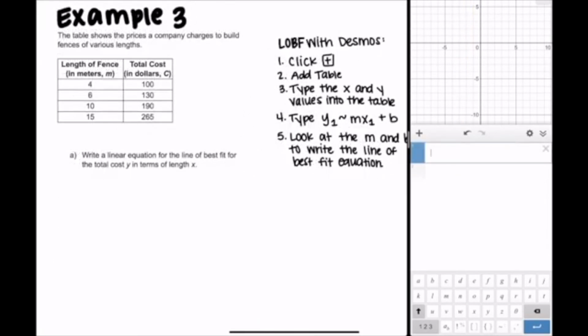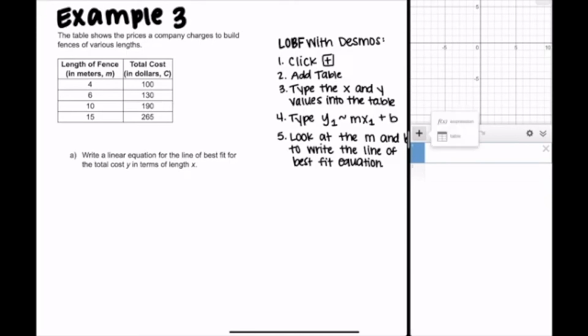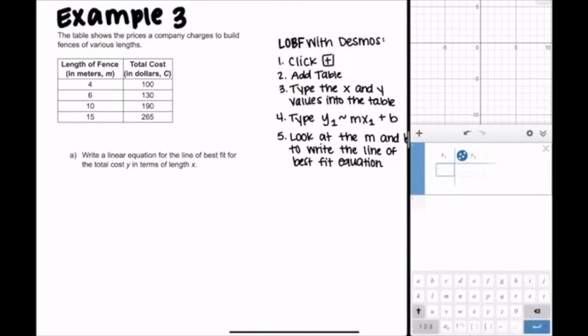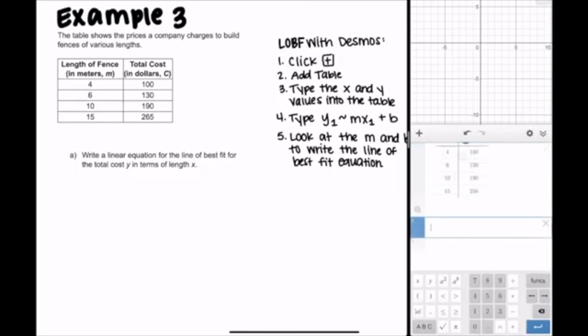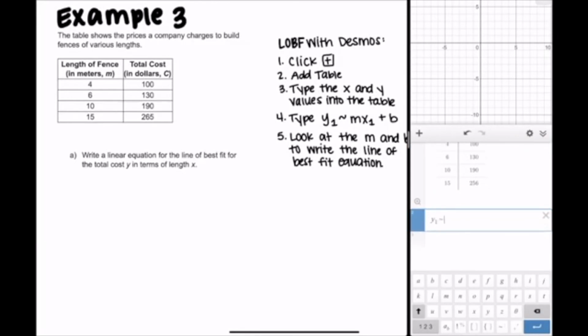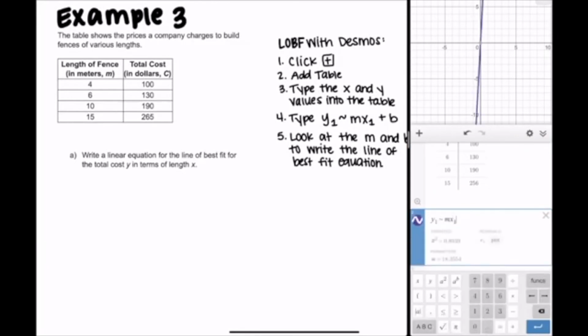In example 3, the table shows the prices a company charges to build fences over various lengths. Write a linear equation for the line of best fit for the total cost y in terms of the length x. So in Desmos, click the plus sign, then add a table, and we'll put in our x and y values. Now that we have our table of values, we're going to tell Desmos we want the line of best fit. y1 squiggle mx1 plus b.